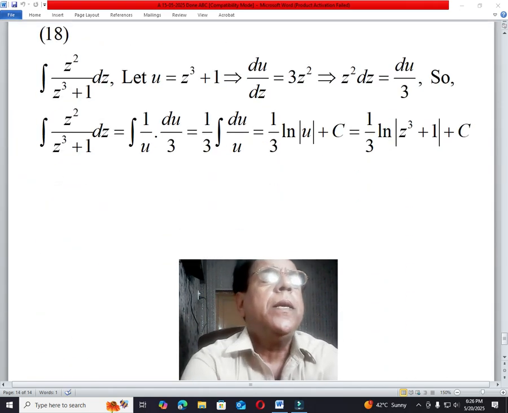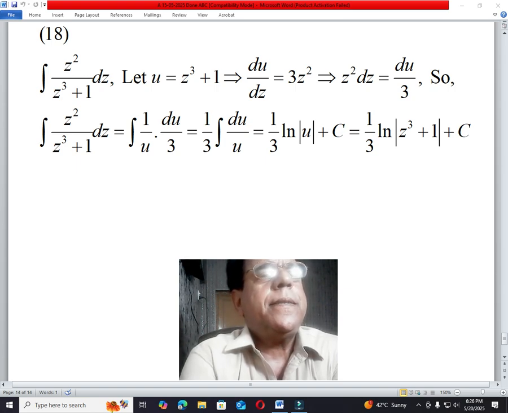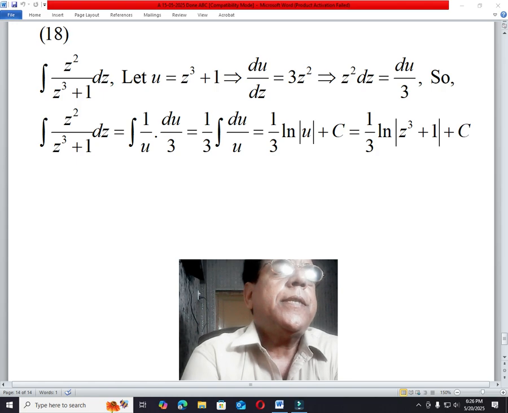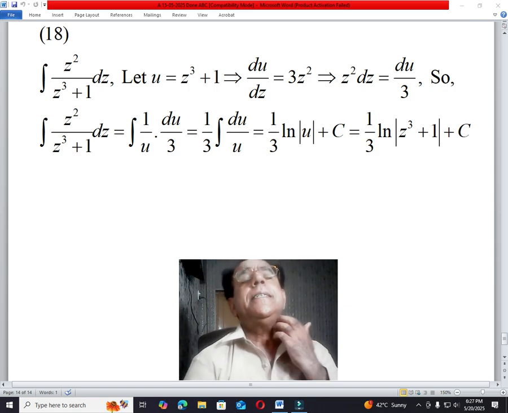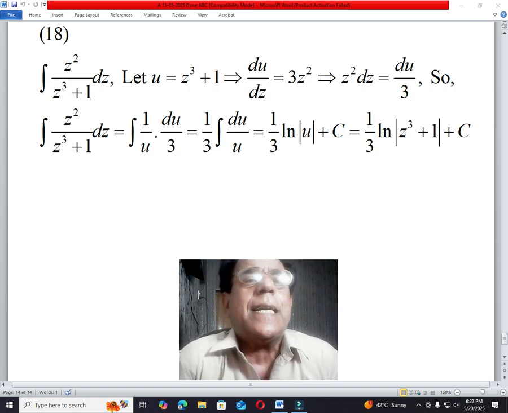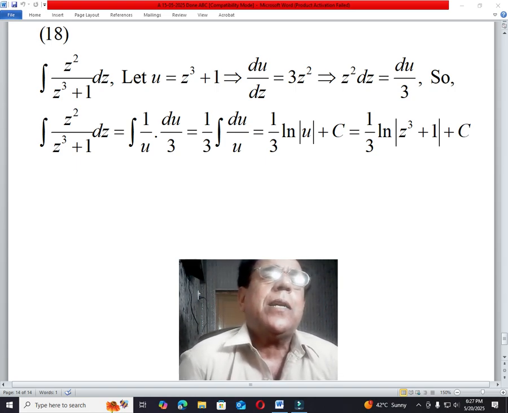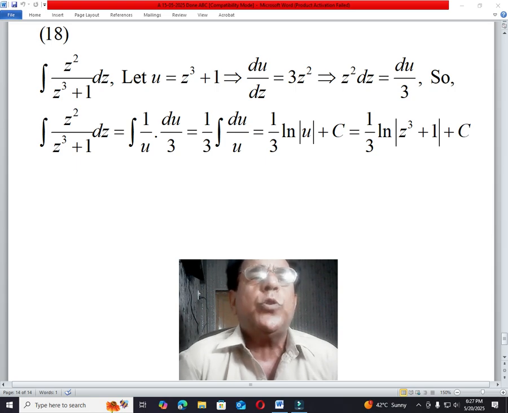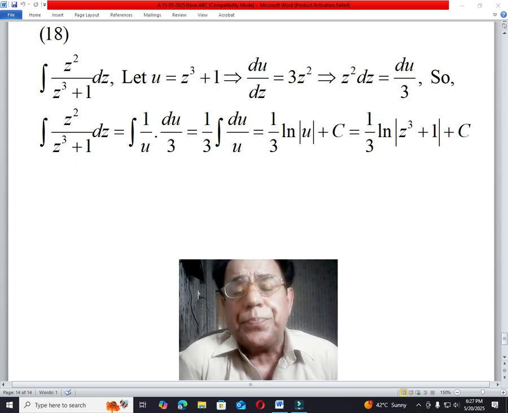Problem number 8. Integral z square over z cube plus 1 dz. Let u equal to z cube plus 1. That is to say, we are substituting the denominator by u. So when u is equal to this, then du by dz will be equal to 3z square. What is this? This is the power rule of differentiation. That is to say, the power appears as a multiplying factor and the power or exponent is reduced by one. That is why its derivative is 3z square.